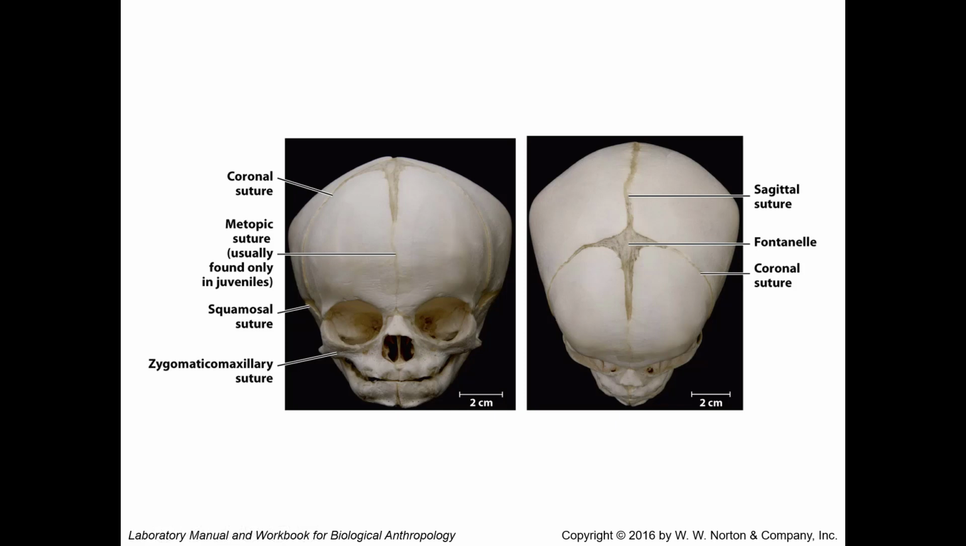After that, so I said sagittal suture. Then you've got your coronal suture right here. So it connects, again, your frontal bone to your parietals. So it's between the frontal bone and the paired parietals.